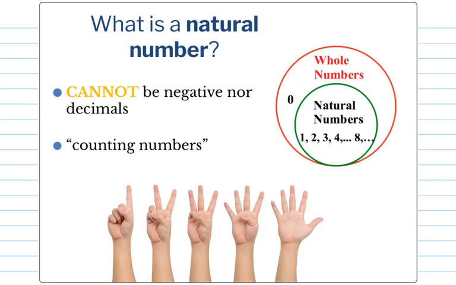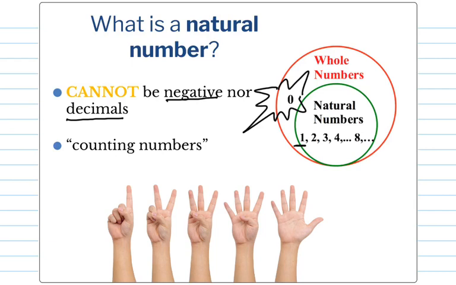So, what is a natural number? Well, similar to whole numbers, natural numbers cannot be negative, nor can they have a decimal. But notice here in this Venn diagram that I included with just natural and whole, the main difference is the 0. Whole numbers start at 0, but natural numbers start at 1.